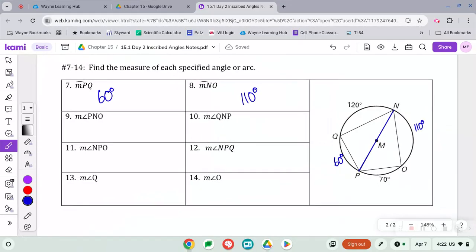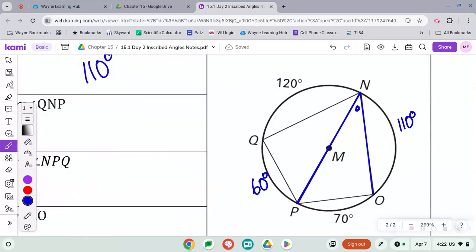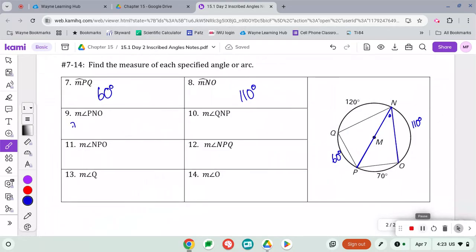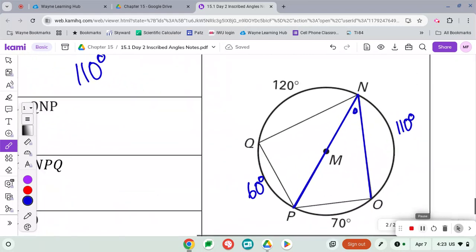Now, for our next question, it says, what is PNO? So, PNO, if we look here, P to N to O, that's this angle. We have to first ask ourselves, is that a central angle or an inscribed angle? Now it does go through the center, but the vertex N is on the circle. So that means it's an inscribed angle. So to find this, whatever arc is intercepted, 70, I would divide that by 2. That's going to give me 35 degrees. That angle right there, 35 degrees.